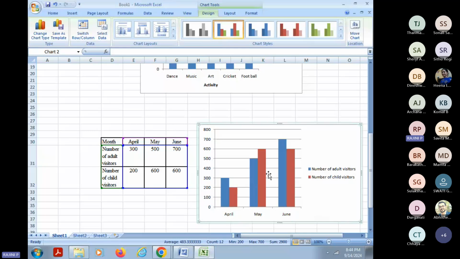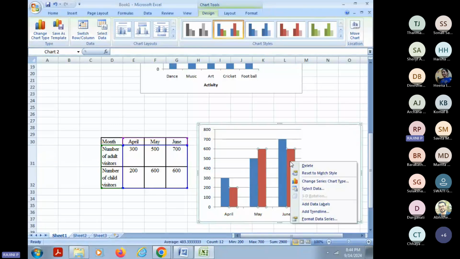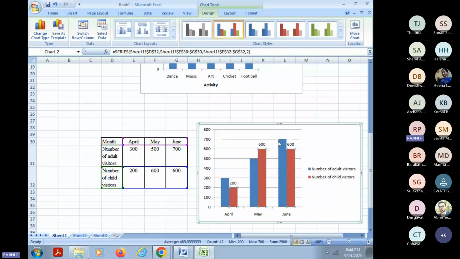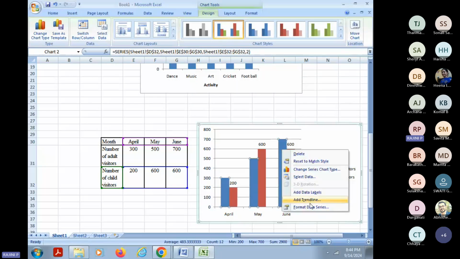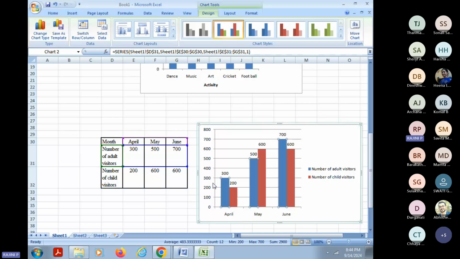So remember, blue color represents number of adult visitors. Red color represents number of child visitors. And if you want to get the numbers on these bars, what we can do: on any one red bar, right click and mention add data labels. You'll be getting it. On red bars only you are getting the numbers. And on any blue bar, right click and mention add data labels. Is it clear, everyone? This is a multiple bar diagram.